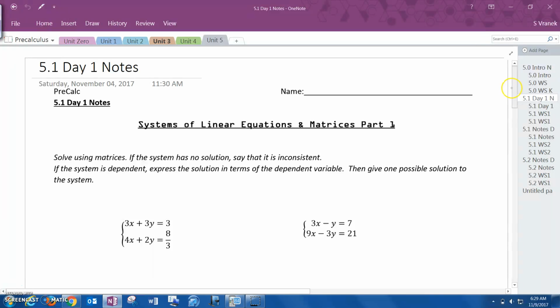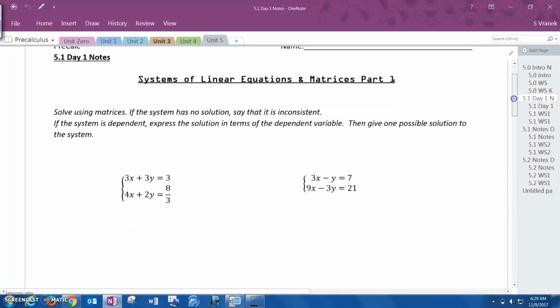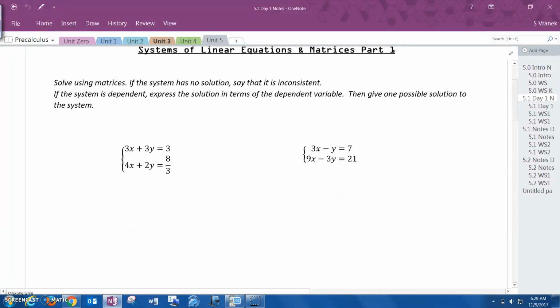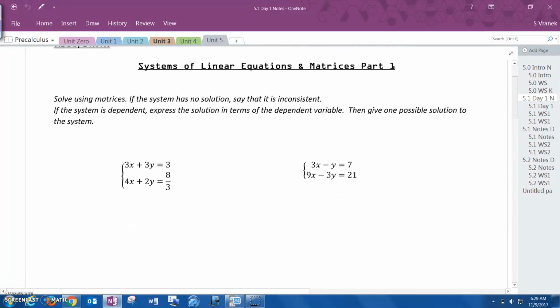Today, we are doing systems of linear equations and matrices. So yesterday, we solved by hand. Today, we're going to use the calculator, so this will make calculations a lot faster.